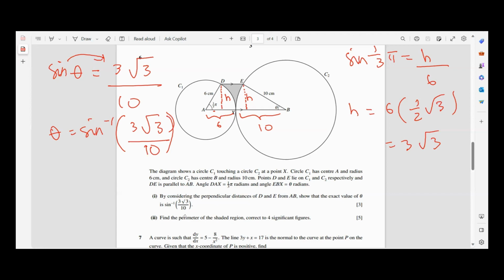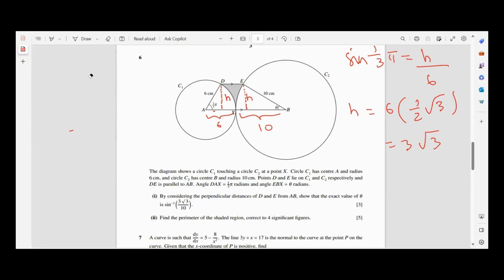And then find the perimeter of the shaded region, correct to this. That's just to find the region. So we have to find the two sectors first. Okay, I will find ADX. The area of ADX should be half theta r squared, 1 over 3 pi, r squared. So 6 squared, it will become 6 pi.